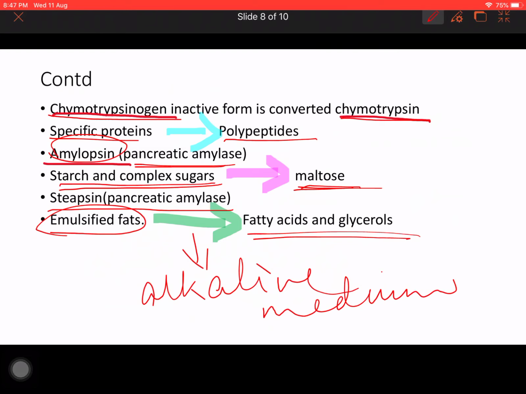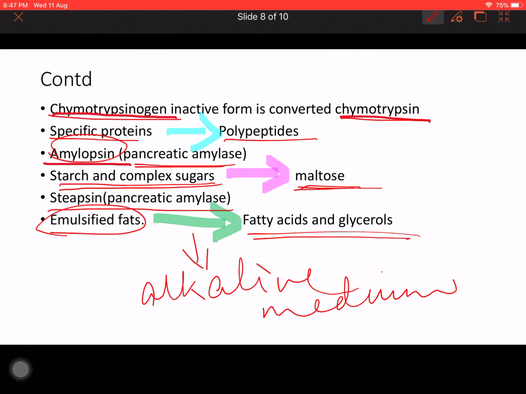So these are all four enzymes present in pancreatic juice, which act in enhancing the rate of the reaction and in converting the previous form of the product into the simpler form. Okay, is it clear?